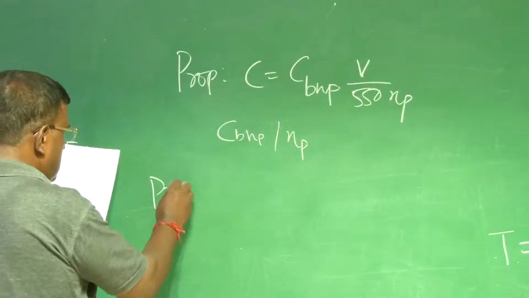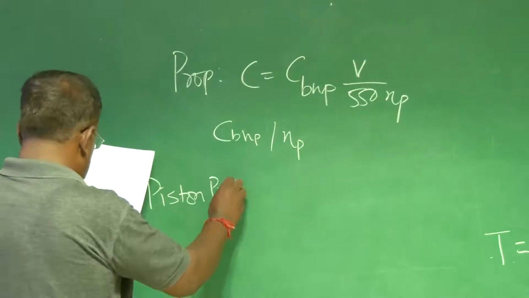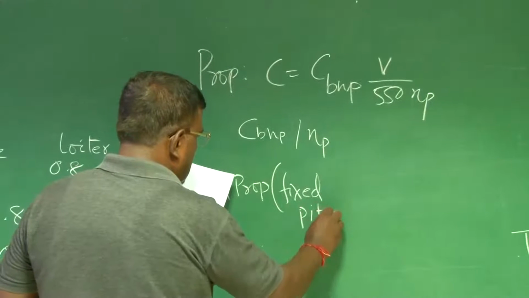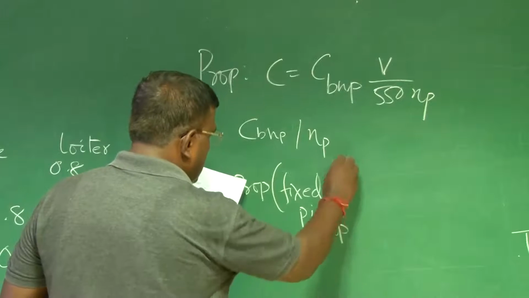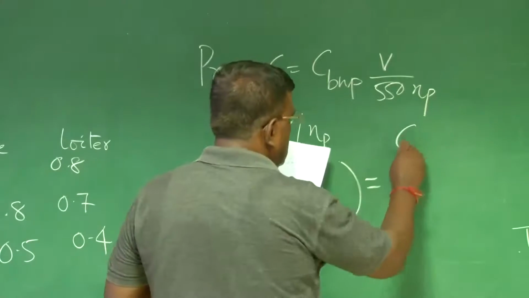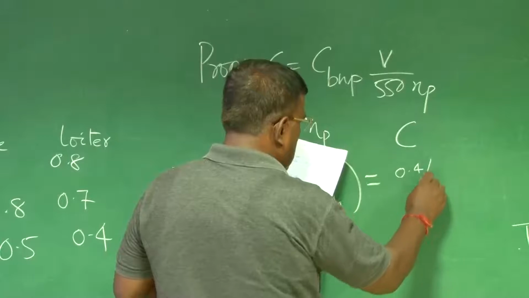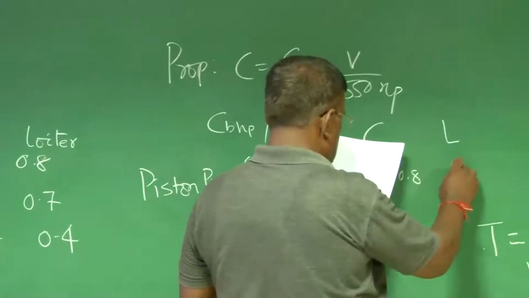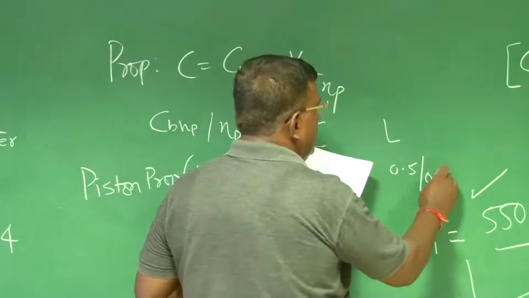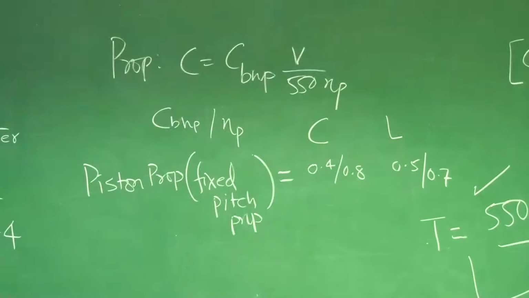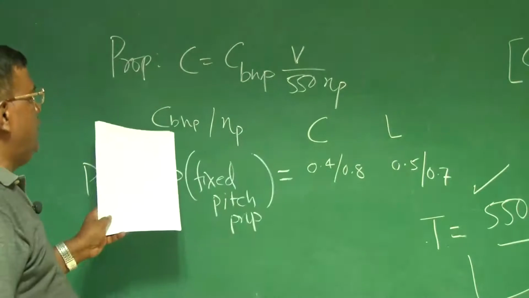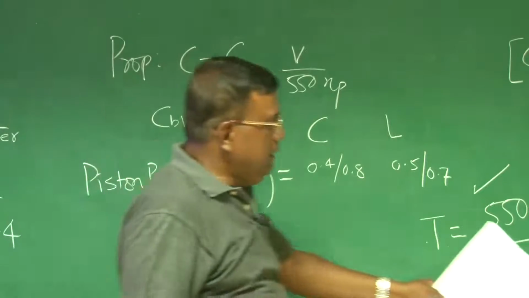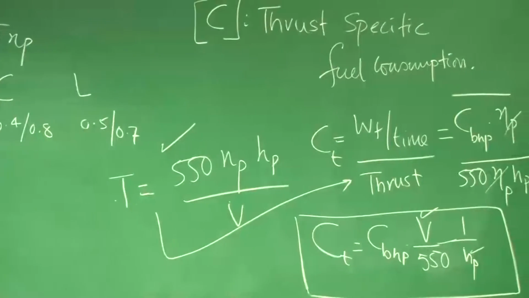Say for a piston prop, like fixed pitch propeller, this value will be for cruise, this is 0.4, and NP is 0.8, and for loiter it is 0.5, and 0.7 you should take as NP. So the top one, numerator, is the CBHP value and denominator is the NP value. It is required because we have seen that CT and CBHP are related through NP.